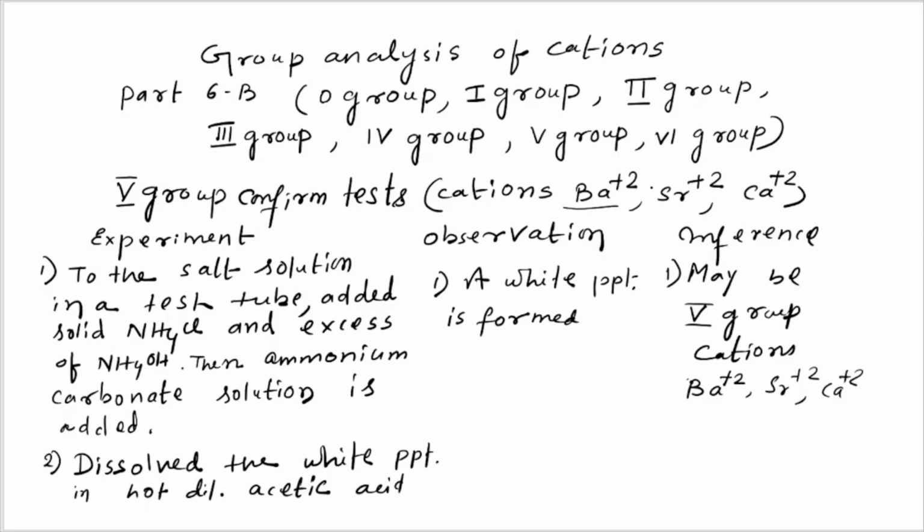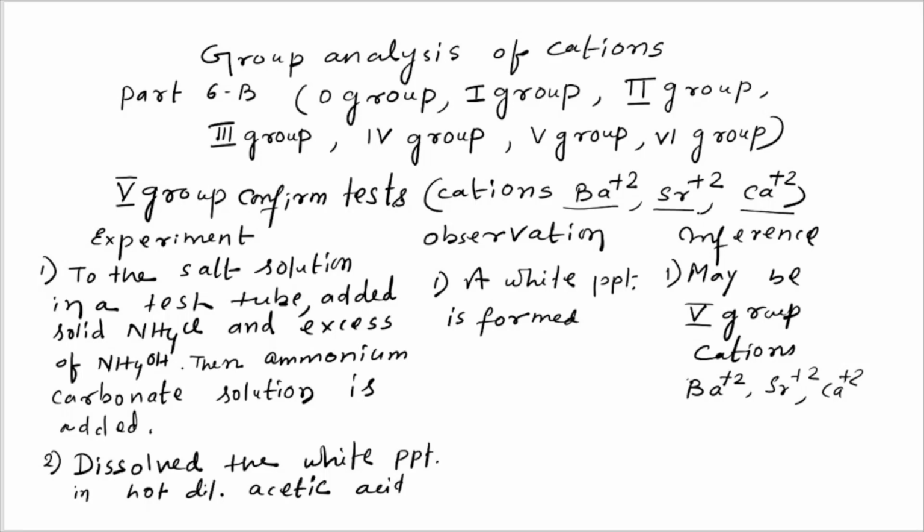First, remember the group cations in the 5th group: barium plus 2, strontium plus 2 and calcium plus 2. That is Ba plus 2, Sr plus 2, Ca plus 2.